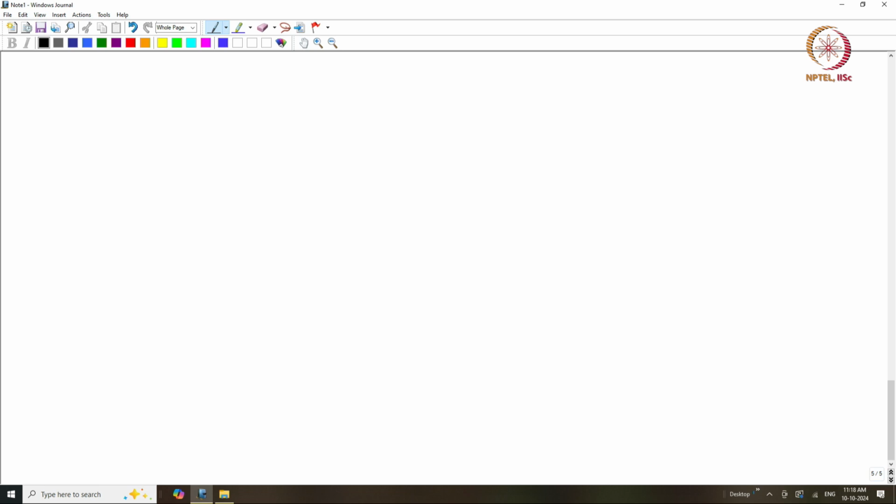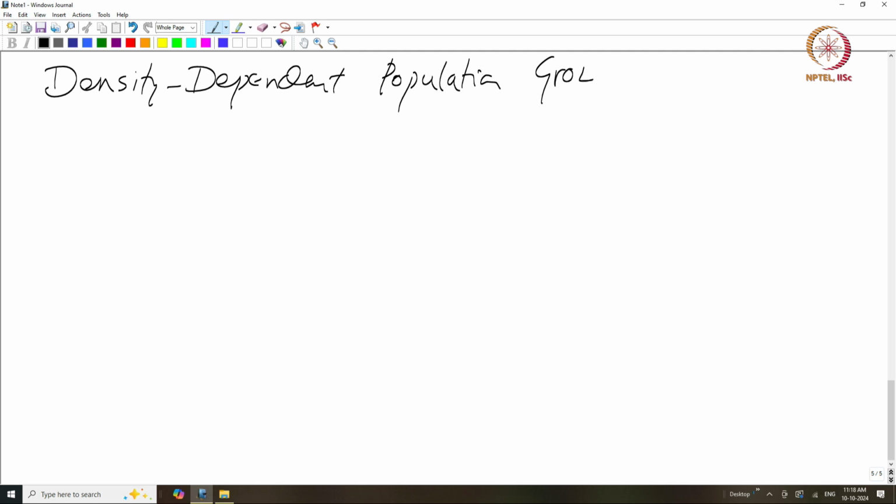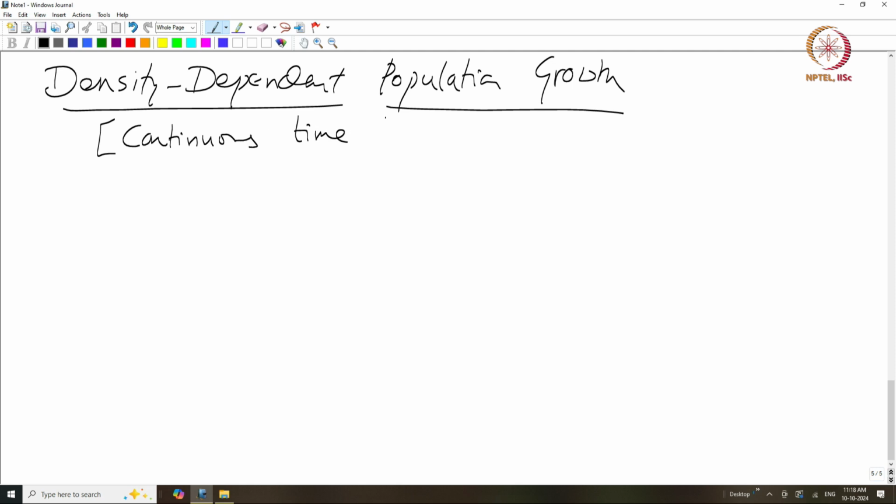So, so far what I have done is sort of a revision of how the density independent population growth looks like in continuous time. Finally, we are now all set to study density dependent population growth. And this we will do in the continuous time domain.